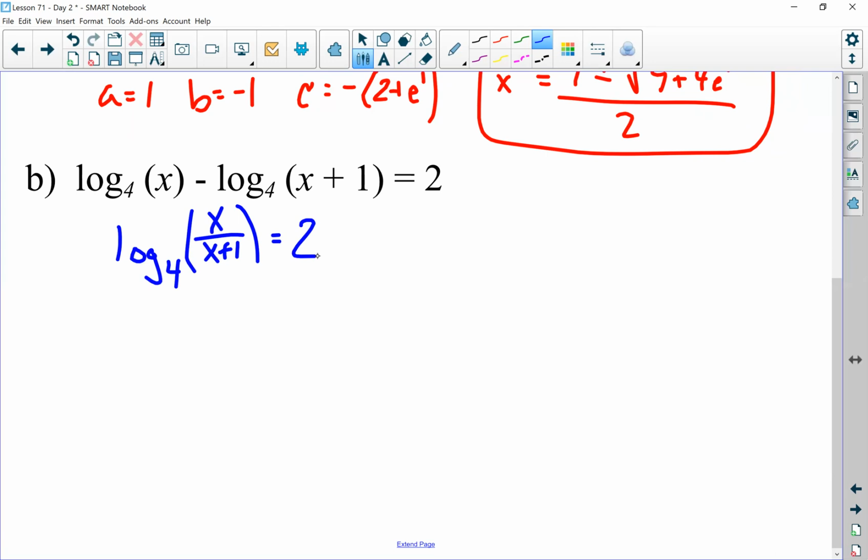All right. And then, like I said, we can use the fact that this means I take 4 to the power of 2, and that has to equal, that's why they call it the swish method or the swishy method.